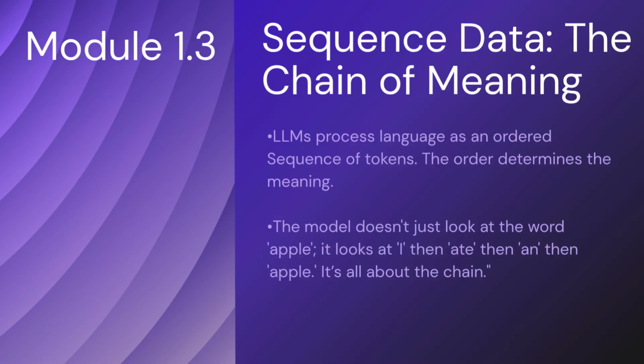Everything you input to an LLM, from a simple hello to a 10-page document, is fed into the model as one long, numbered, ordered list of token vectors. The model doesn't just look at the word apple, it looks at I, then 8, then Anne, then apple. It's all about the chain.